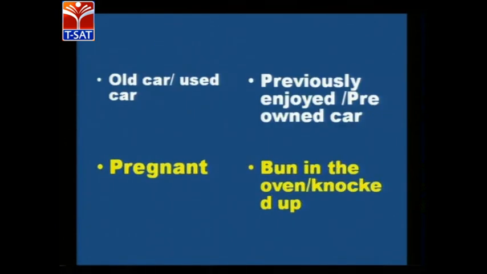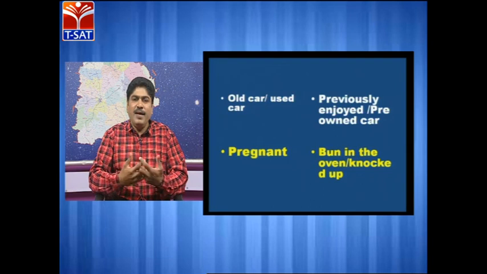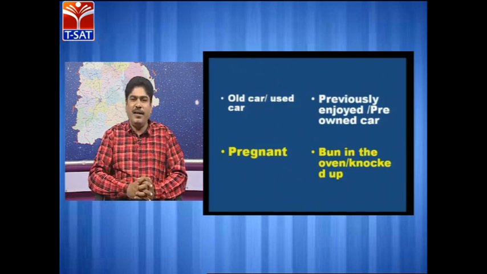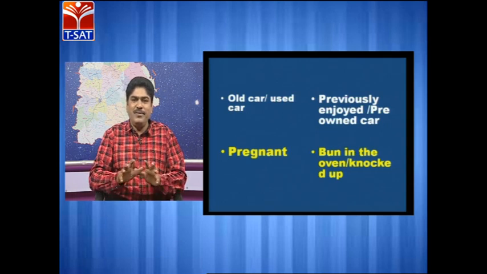And in the market also you come across euphemisms. We don't say old car. I don't say I bought an old car. I say recently I bought a previously enjoyed car or pre-owned car. The other name for old car is previously enjoyed car or pre-owned car. We don't use second hand car like that. This euphemism for old car is previously enjoyed car. In the same way, pregnant: bun in the oven. My sister has a bun in the oven. That means pregnant.